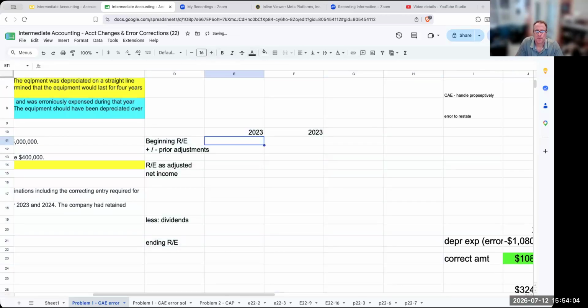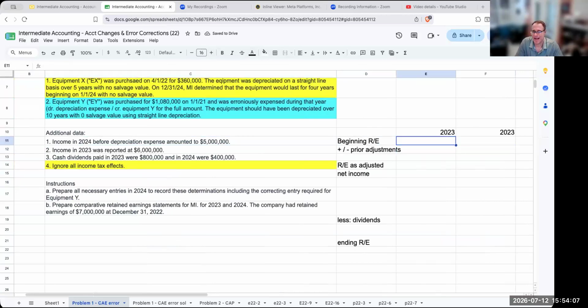my beginning retained earnings is going to be the ending balance from the prior period, which is going to be 7 million.